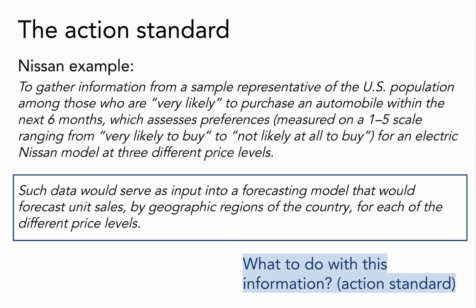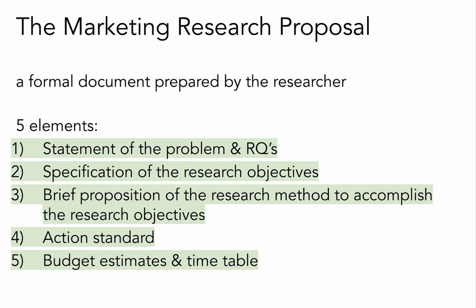Let me give you an example. So building on that Nissan example, an action standard could be, such data would serve as input into a forecasting model that would forecast unit sales by geographic regions of the country for each of the 3 different price levels. So that is specifically saying what you should do with that information. This is your action standard. And this sums it up.